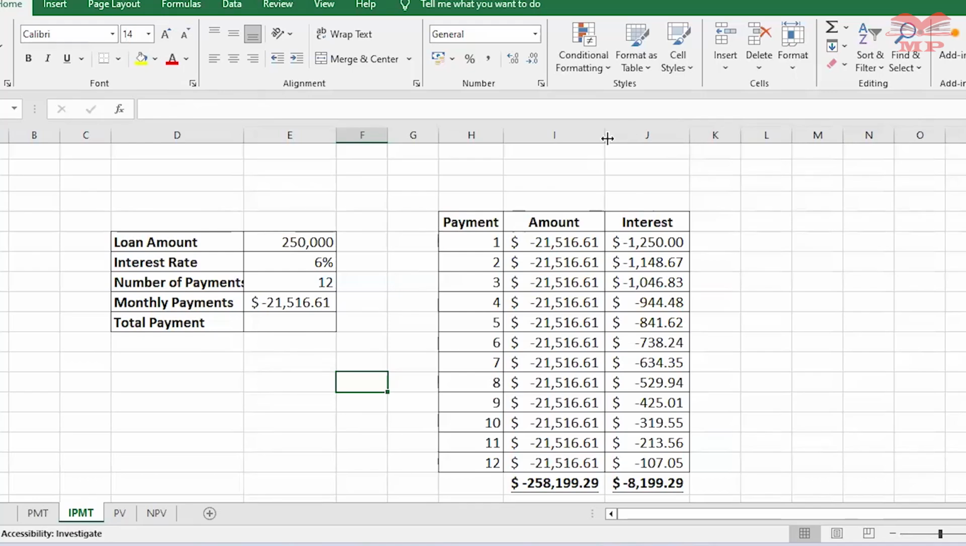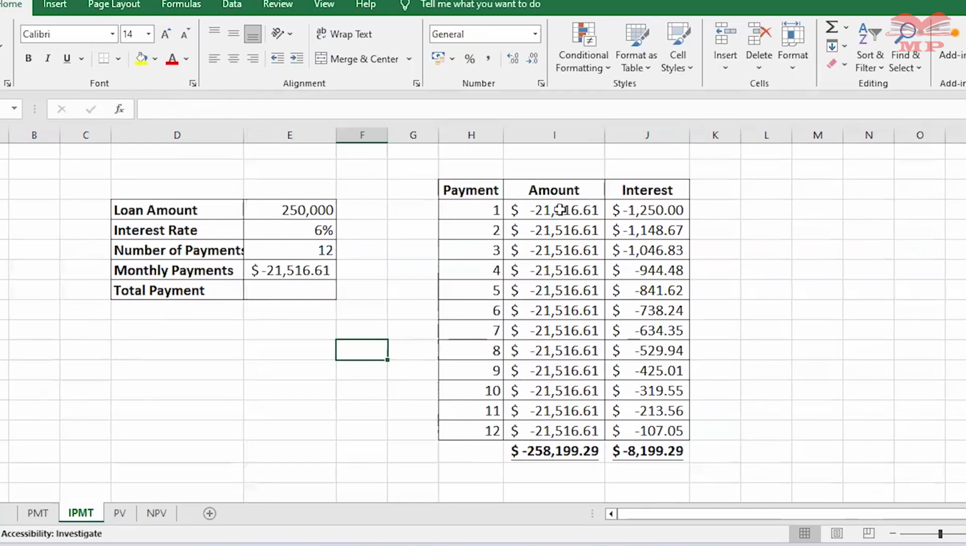It looks like I'd also done some calculations here. So we have a loan amount, I'm assuming this is dollars, and the interest rate is 6, and the number of payments is 12. This is over 1 year. So you're paying this amount over 1 year. The monthly payments we have calculated using the PMT function, which we have just worked out.